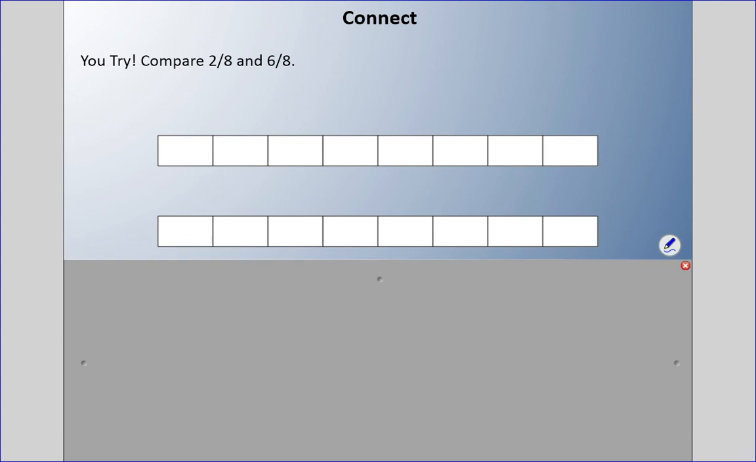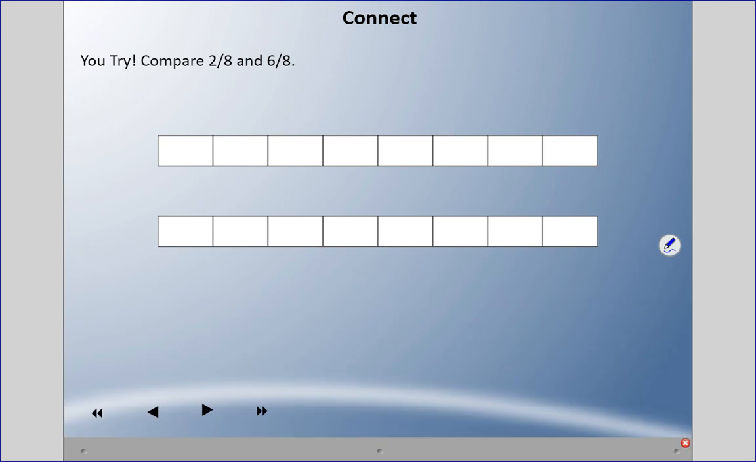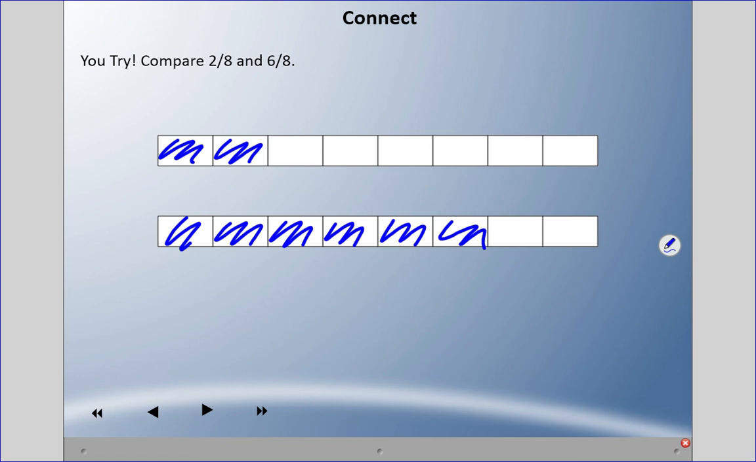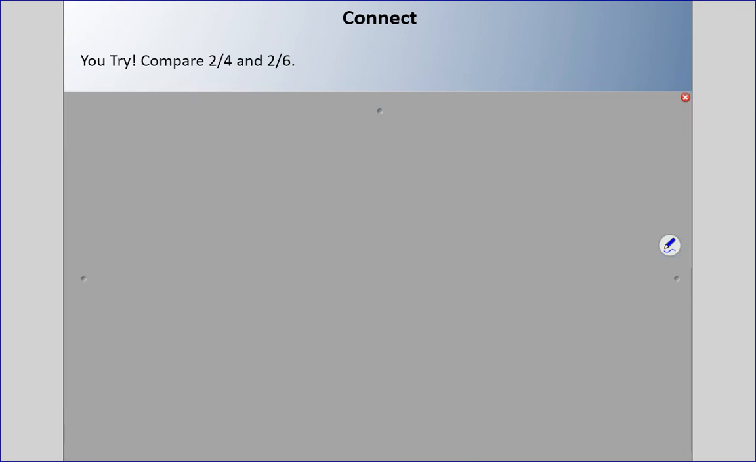All right, so to make this easier, I did visually show this, and so with the denominator being 8, they're both 8 equal pieces, so I am coloring 2 in, and I'm coloring in 6 in, and so I can see that 2/8 is less than 6/8. This time, I'd like you to try one with the denominator being different, so the piece sizes are different. I'd like you to compare 2/4 and 2/6. Pause it, come back when you're ready.